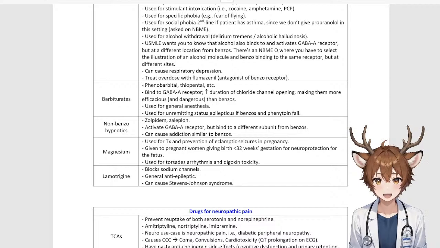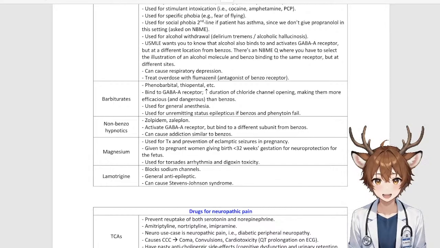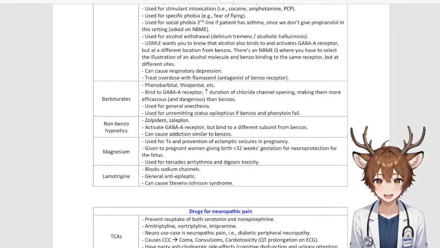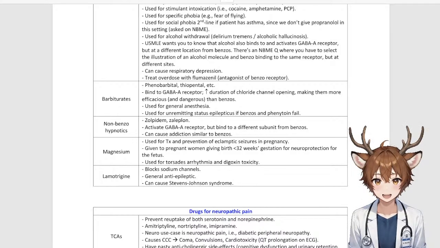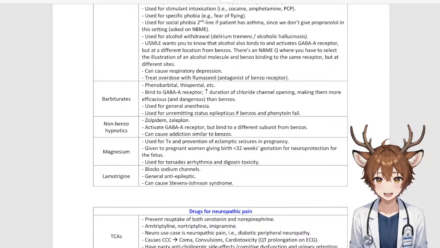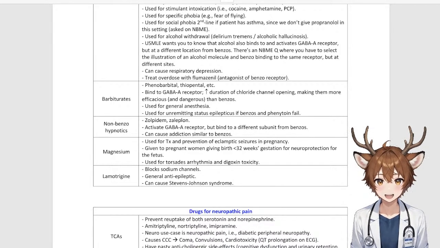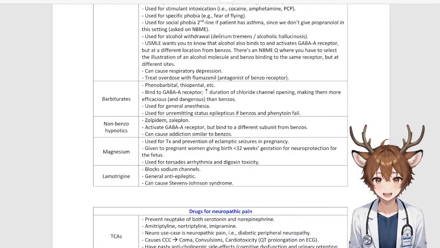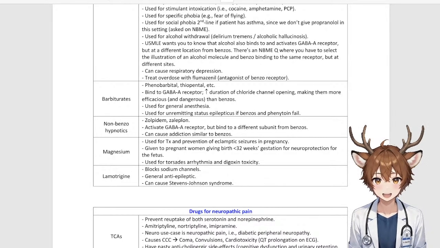Oh, I thought it was the same subunit. I didn't know that. I thought it was the same subunit. But regardless, it's the same chloride channel. It's not addictive in the same way. It can cause addiction similar to benzos. What? Are you serious? Okay, so this is like the opposite of what I was taught in my earlier schooling. They say non-benzo hypnotics like eszopiclone, zolpidem, so forth, are acting at the same site, but they're not as addictive. He's saying here, they act at a slightly different site, and they are potentially addictive.